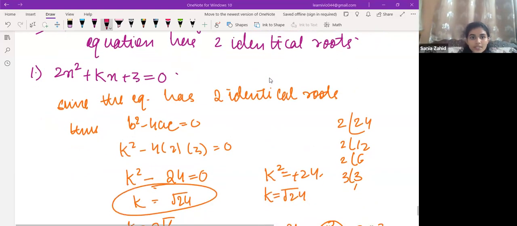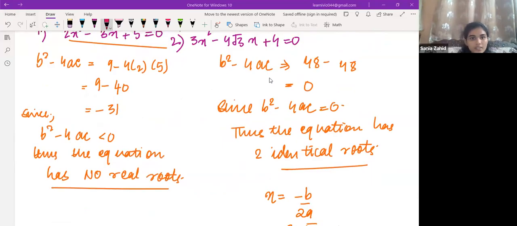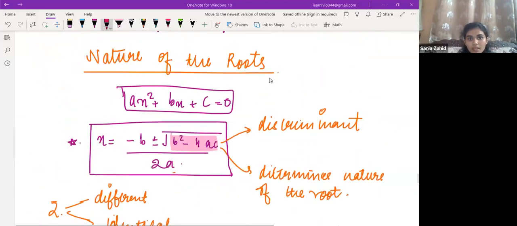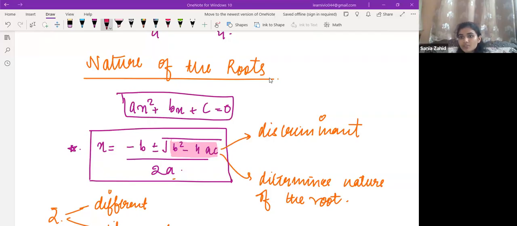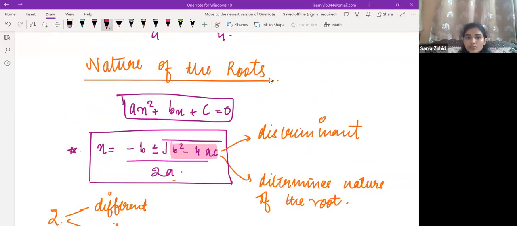Okay, children. So in the last class, we were doing this lesson, finding the nature of the roots. So we studied what kind of nature the roots can have. Like the roots can be identical, or they can be not identical, or they can also be the case where the equation does not have any real roots at all. So for the nature of the roots, first of all, you need to know that this is the general form of a quadratic equation, right? ax squared plus bx plus c.